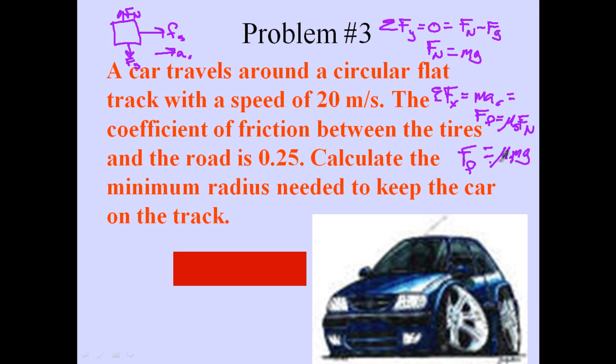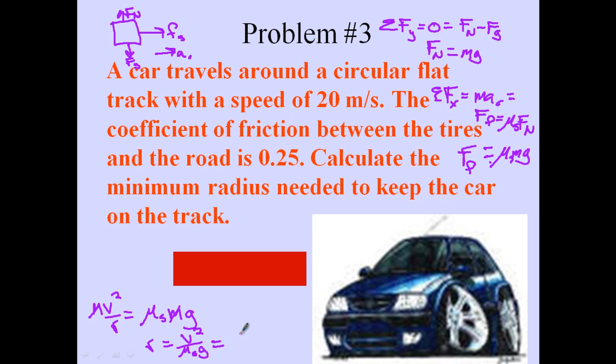So now we have to think about what we got here. We know that mass times our centripetal acceleration, which is v squared over r, equals our frictional force, which is mu sub s mg. The m's are gone. We're trying to solve for r, because we're trying to find the radius needed here. So r is going to be equal to v squared over mu sub s g.